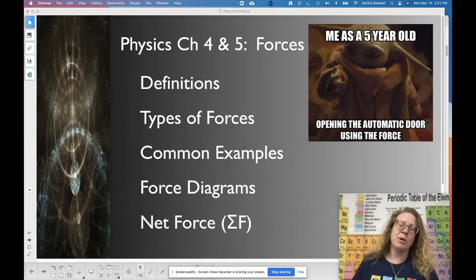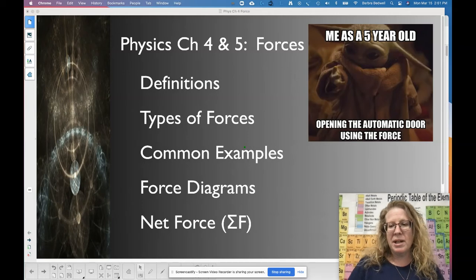This particular video will be introducing chapter 4: what is a force, and what are some different examples of forces. You can see on the screen some of the different topics that we'll be going through in this video. It starts off chapters 4 and 5, which we combine together.